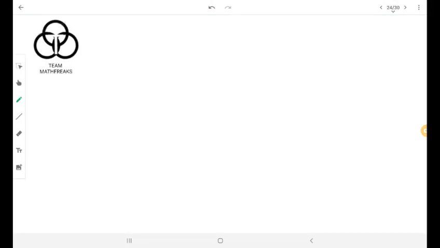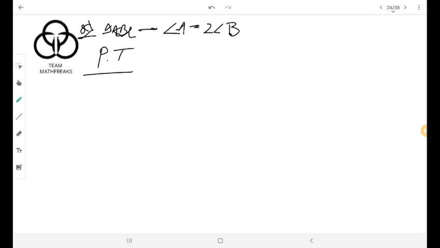Now let's go for the last question. We have triangle ABC such that angle A equals twice angle B. We have to prove that AC square plus AB multiplied by AC equals BC square. We need to prove this.